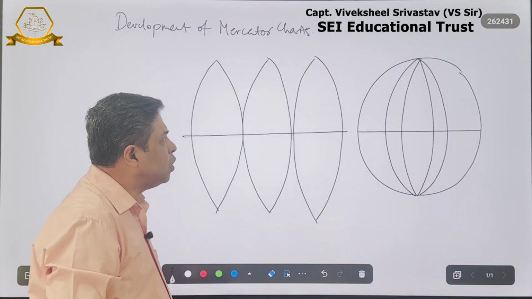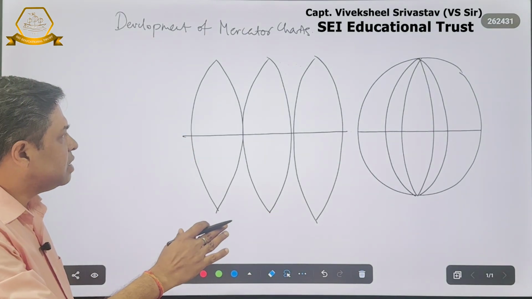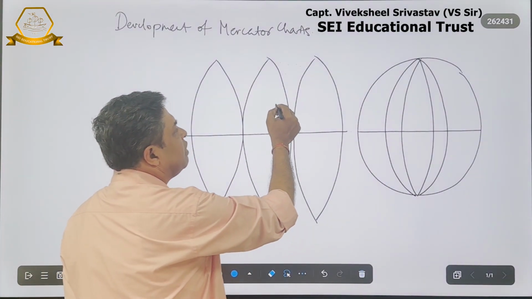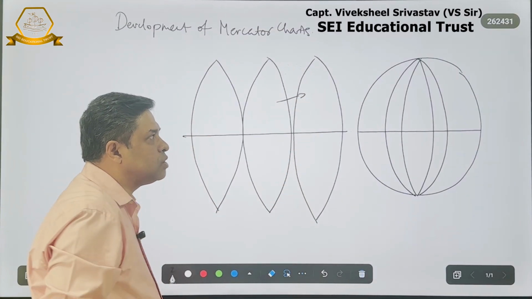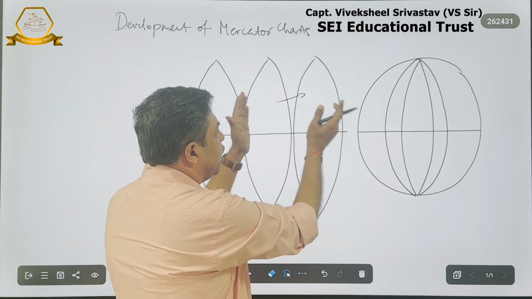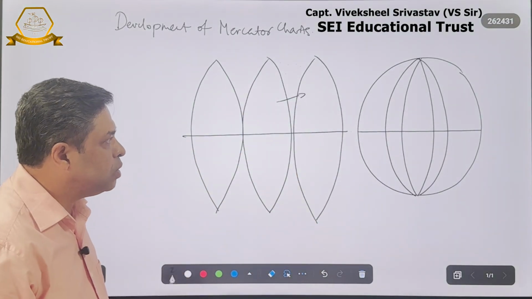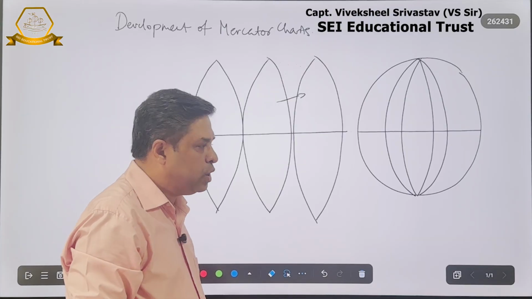Okay, so now to construct a seamless chart so that we can navigate all through, we can plot our courses all through, we need to join these areas and we need to make a seamless chart. So let's see how we go about doing it.